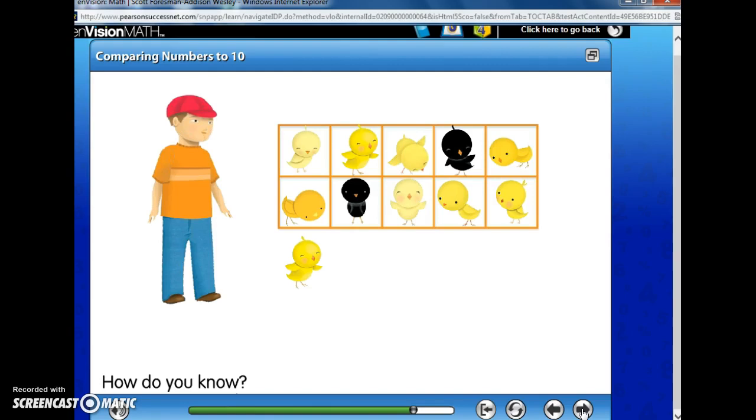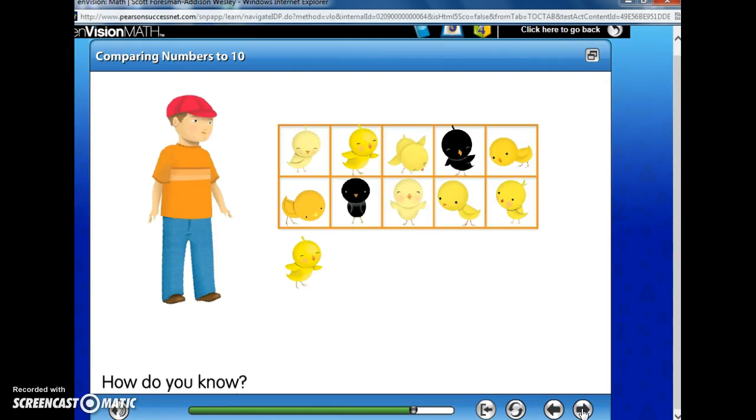Alyssa. How do we know? Come on, guys. We need our hands in our laps. How do we know that there are more than 10 chickens? By looking at this tens frame. Like, how do you know? How do we know, guys? The same people are raising their hands. I'm not going to call on them because I know that they know.